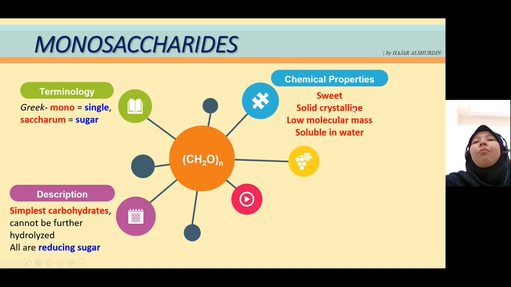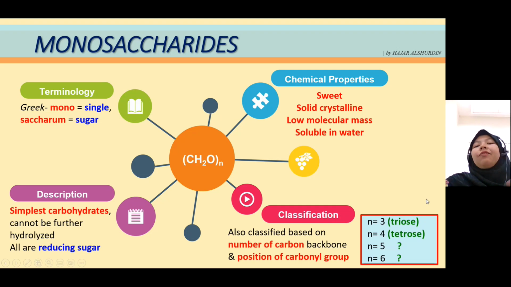And the chemical properties of monosaccharide: normally they are sweet, solid, crystalline, of low molecular mass, and soluble in water. They are also classified based on the number of carbon backbone and the position of the carbonyl group. So these are examples of naming. If n is 3, just put 3 into the formula CnH2nOn, and the name will be triose. n is 4, the name will be tetrose. If n is 5 and n is 6, what is the name for each of them? Okay, please try this out.